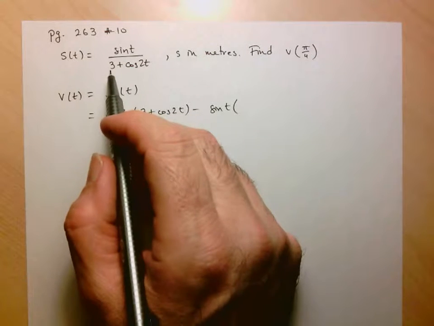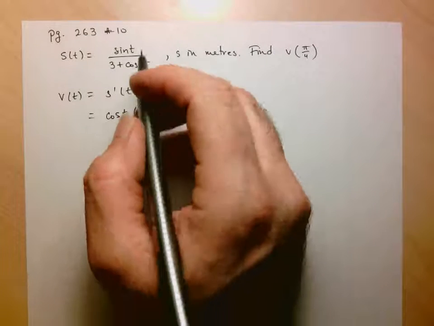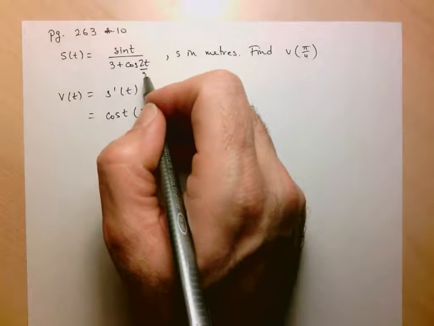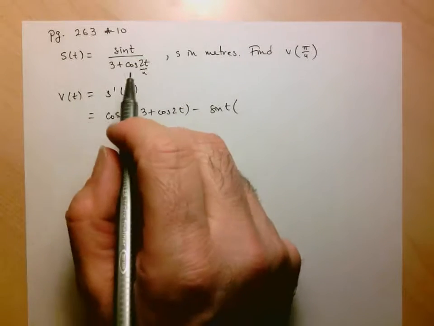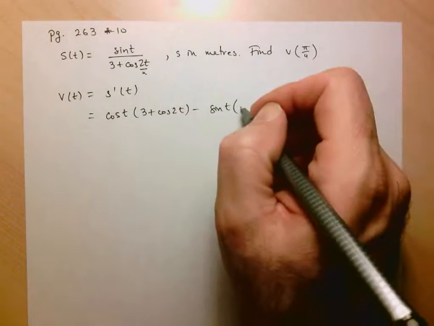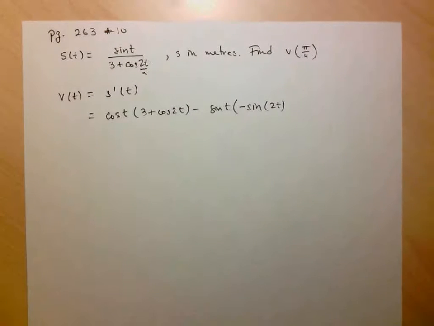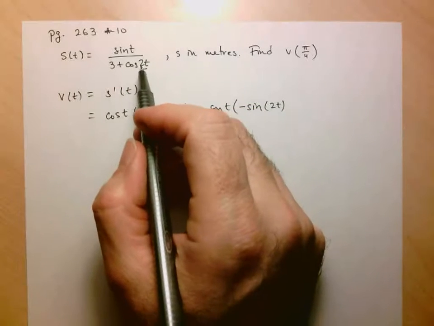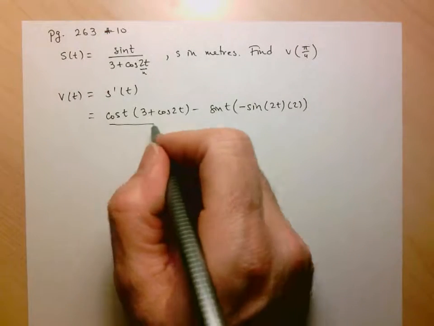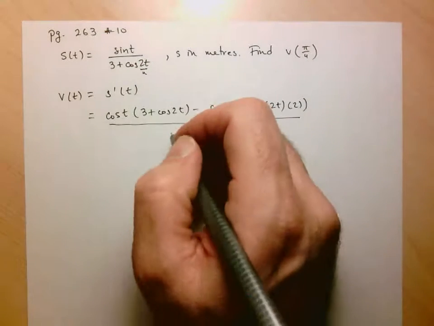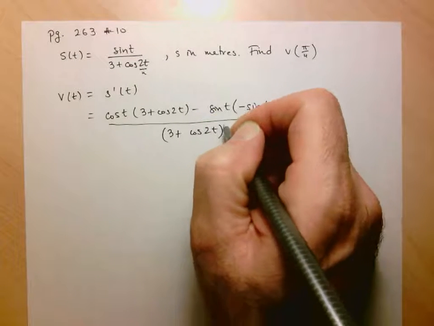So the derivative of 3 is just 0, so we have to find the derivative of cos 2t. Now of course here we're going to have to use the chain rule, because we don't have cos t, we have cos 2t. So our placeholder variable u represents 2t. The derivative of cosine is negative sine, so we have negative sine of u, which is just equal to 2t. And now we have to take the derivative of u with respect to t, so the derivative of 2t is just 2. And all that is going to be over 3 plus cos 2t, squared.